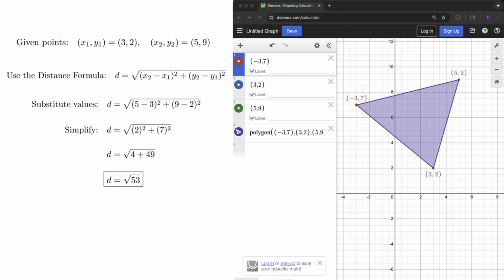What that means is that the distance between points (3, 2) and (5, 9) on our triangle is the square root of 53, put in whatever units the problem gives you. So if those were in inches, you would say the distance between those two points on that side length is square root of 53 inches.